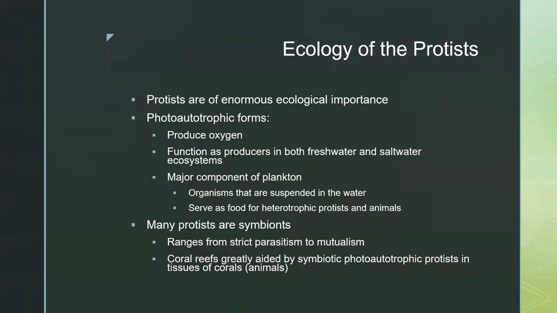Ecology of the protists. Protists are of enormous ecological importance. Their photoautotrophic forms produce oxygen and function as producers in both freshwater and saltwater ecosystems. They're a major component of plankton, which are the organisms that are suspended in the water and serve as food for krill and any filter feeding animals and heterotrophic protists.